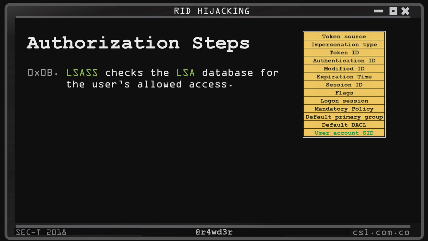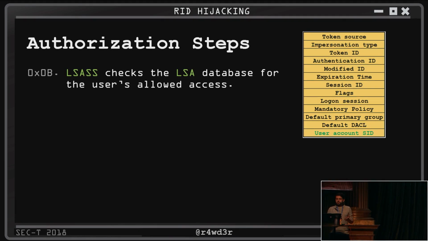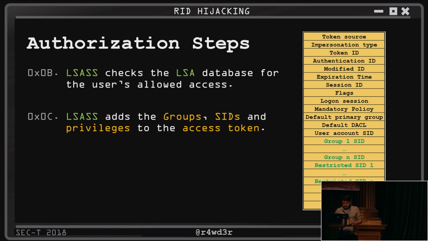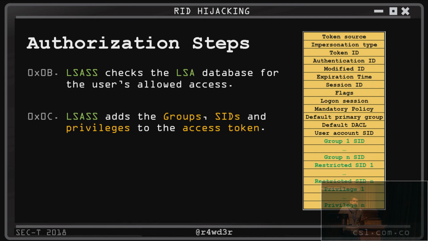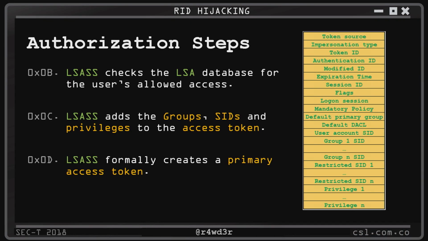So continue with the authorization task. LSASS will receive the logon information from MSV1_0 and will check it against its own database, which is the security registry hive, to determine if the user is allowed access. This check is done by using the security identifier obtained from the SAM. So LSASS, after that, will add the groups, SIDs, and privileges related to the token. And later, Winlogon will formally create the primary access token by calling userinit and other things to initialize everything.